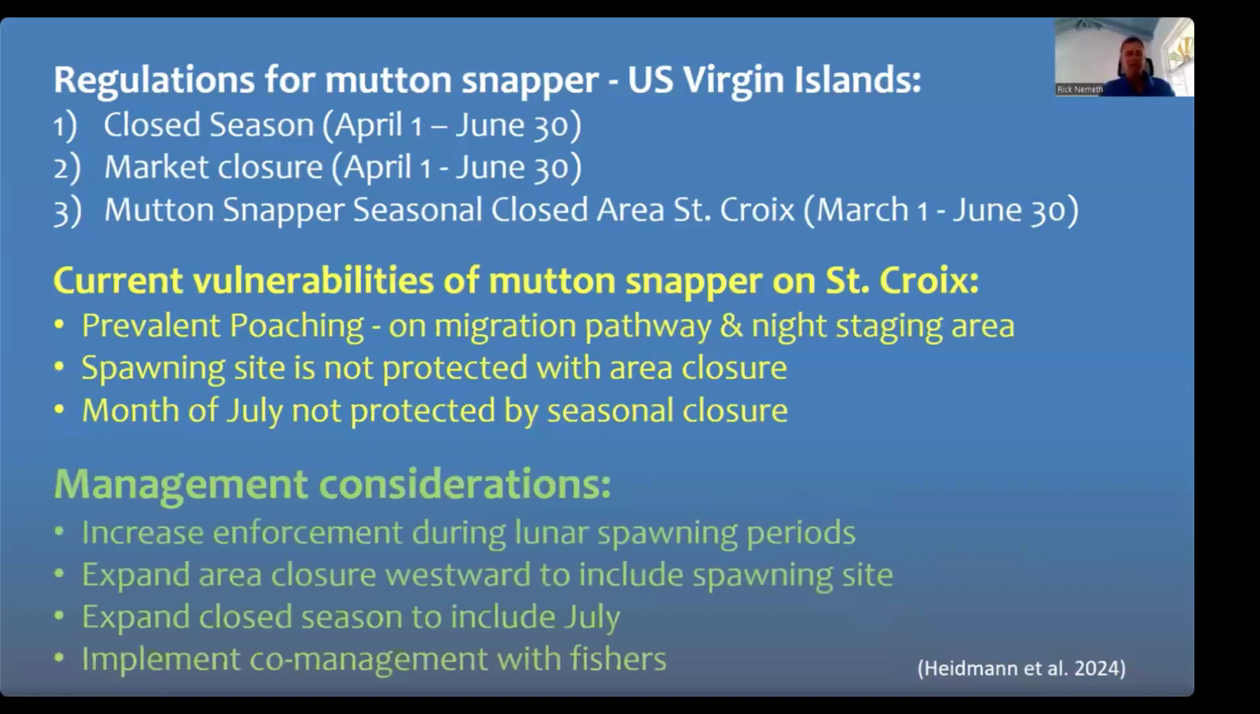Some management considerations would be increasing enforcement to reduce poaching, adjusting the boundaries of the closed area to include the primary migration path and spawning site to the west, and including the month of July in the seasonal closure. Due to the current level of poaching, there should be an effort to engage fishers in co-management, including monitoring and research activities to increase their participation and compliance.